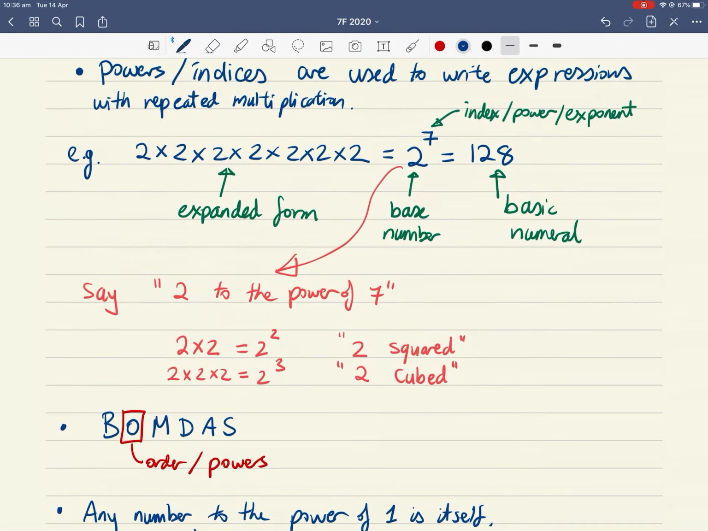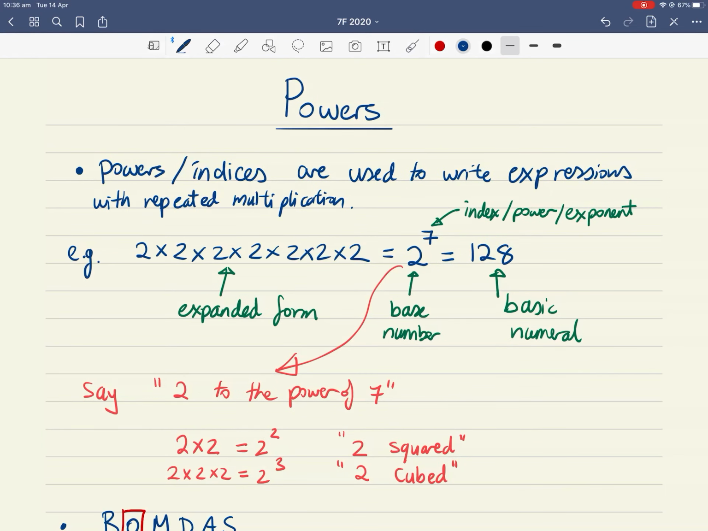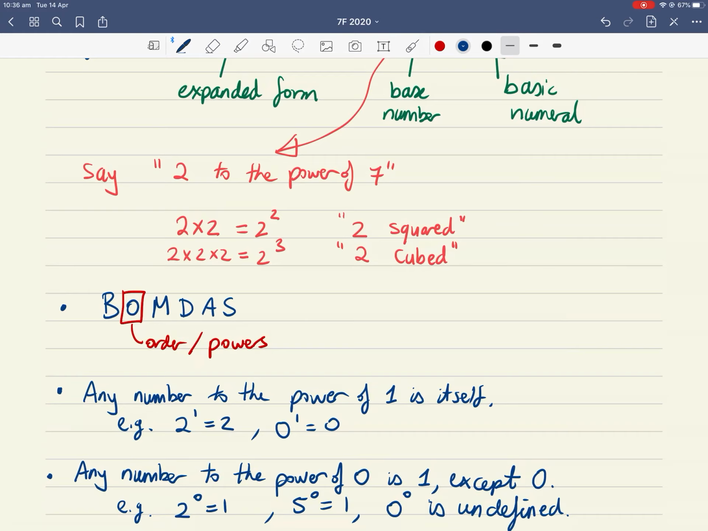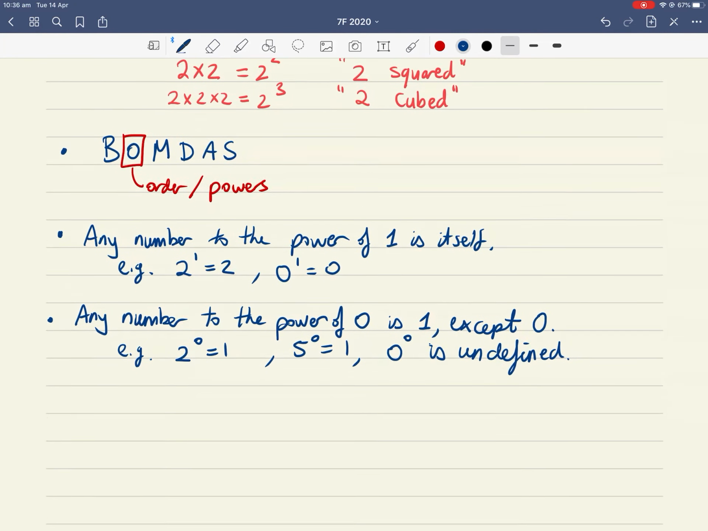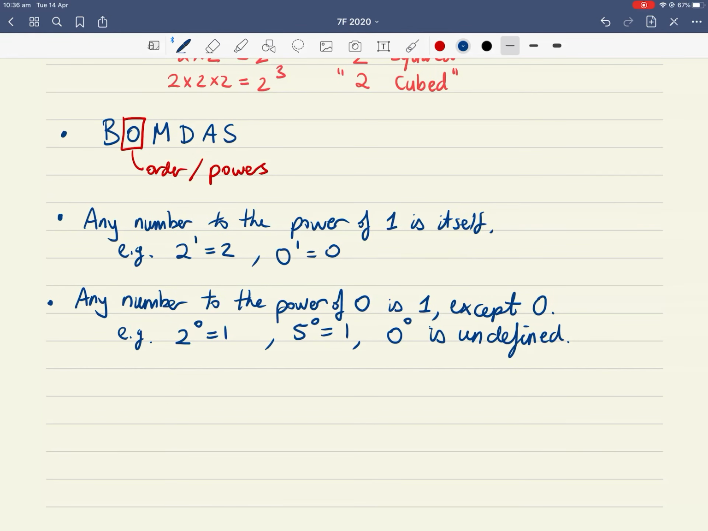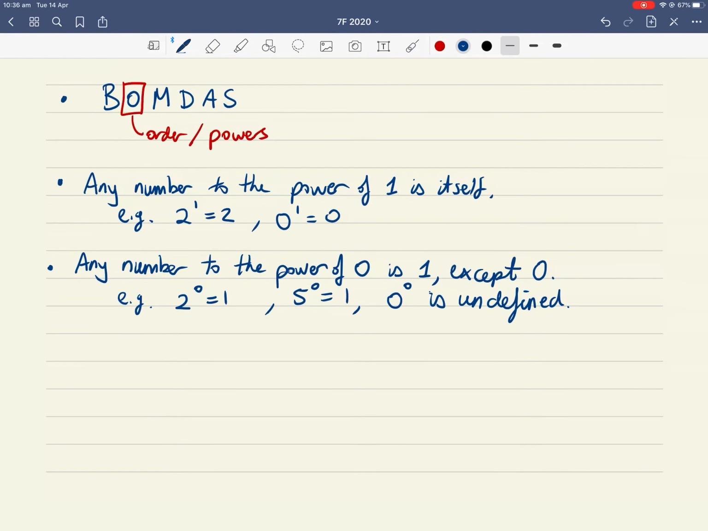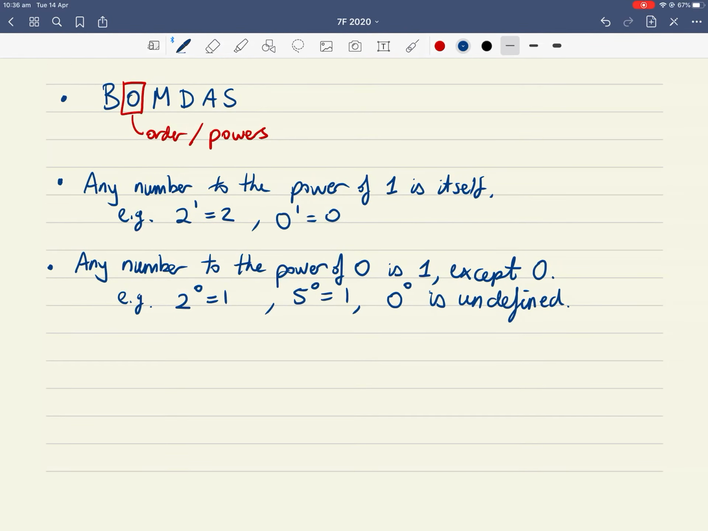So what is the point of index notation, writing powers? Later on in year 9 and 10, and even in science, when we do more complicated examples, index notation is just an easy way to write really, really big numbers or really, really small numbers. And this is what we call scientific notation, which we do in year 9. So look forward to that in 2 years' time.